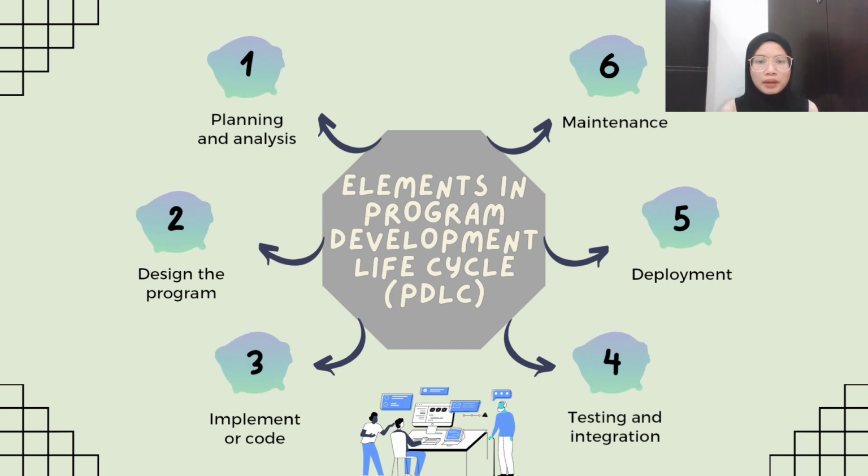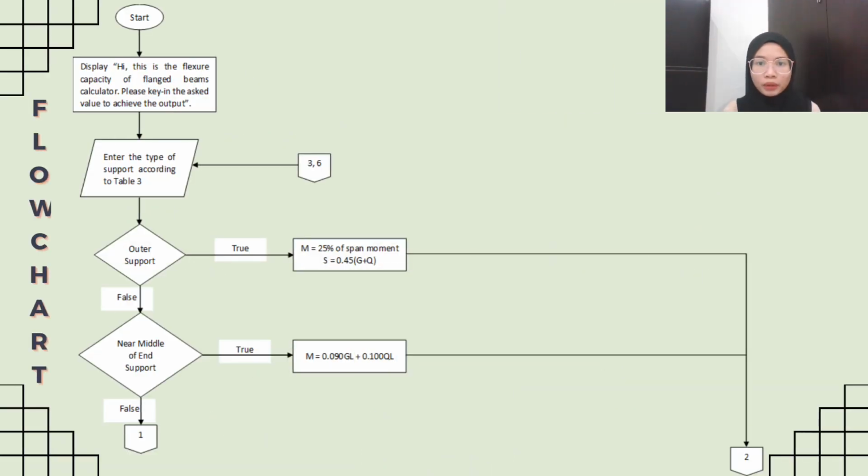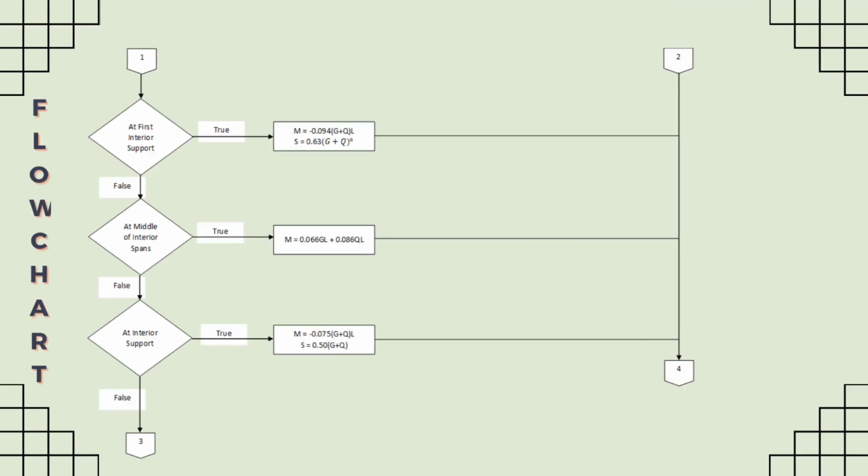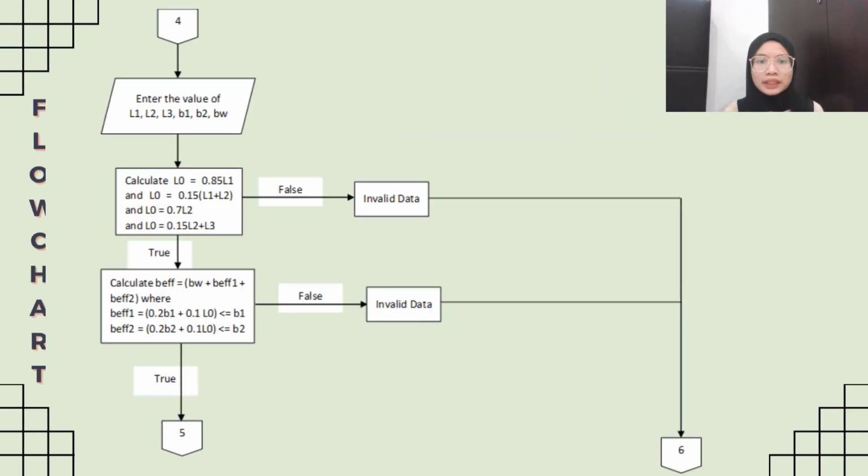So I will explain about the flowchart first. This is our flowchart. First, we display that our program is the calculator for calculating the flexure capacity of flange beam. Then, the user must choose the type of support that they need, and if true, they can see the formula of moment and shear. After that, the user must enter the value of the length and width parameter based on the formula given with the requirements needed to be considered when designing.